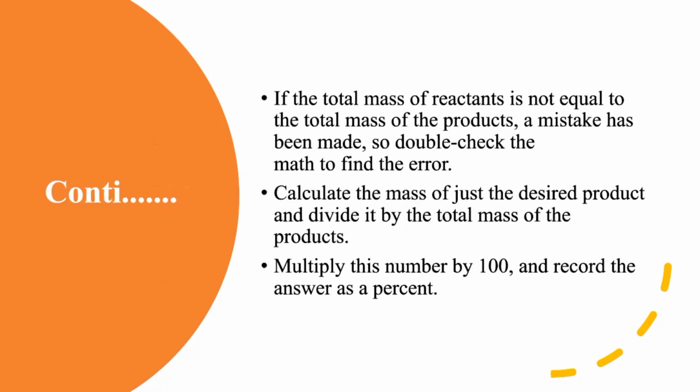If the total mass of reactants is not equal to the total mass of the products, a mistake has been made and the equation is not balanced. So double check the math to find the error. Then calculate the mass of just the desired product and divide it by the total mass of the products, then multiply this number by 100 and record the answer as a percent.